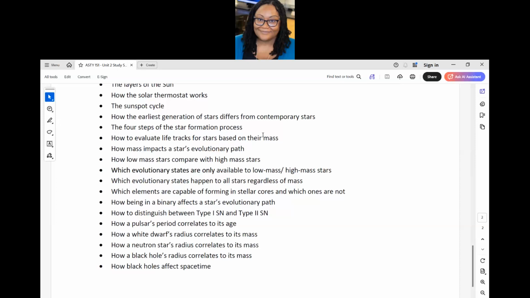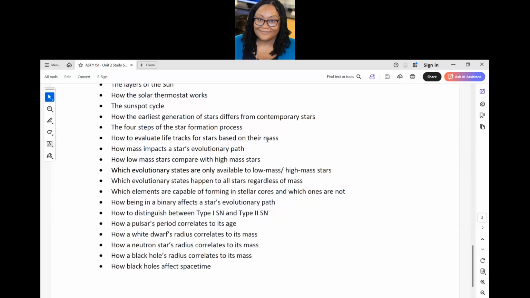How to evaluate life tracks for stars based on their mass. We used our sun as an example so that we could trace what we would expect our sun to look like in the very, very distant future, and what it took for the sun to land where it is on the main sequence. Generally, for higher mass stars, the life track is going to be more of a horizontal.